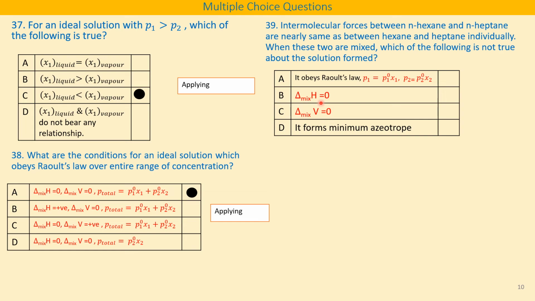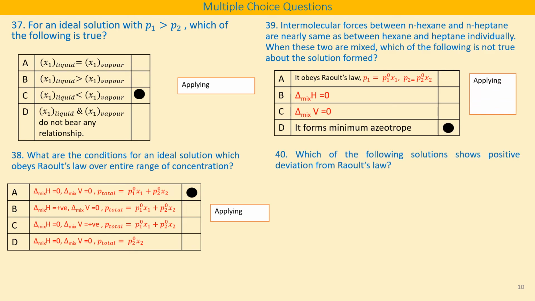Option B is delta mix H equal to 0. Option C is delta mix V equal to 0. And option D is it forms minimum azeotrope. Please analyze for a while and note that azeotropes are formed by the solutions which show deviations from ideal behavior. So, option D is the correct answer. Next question.